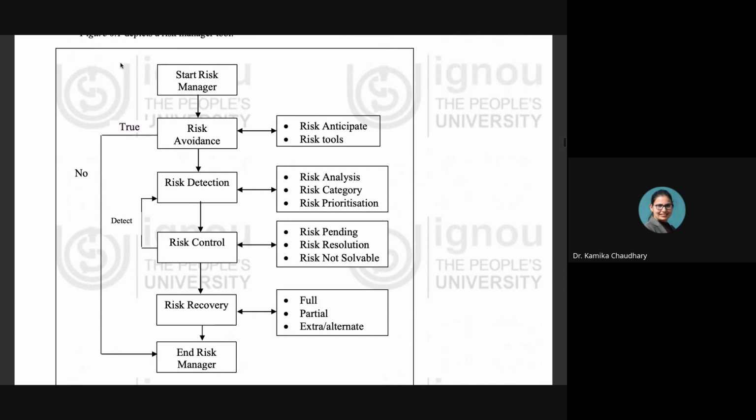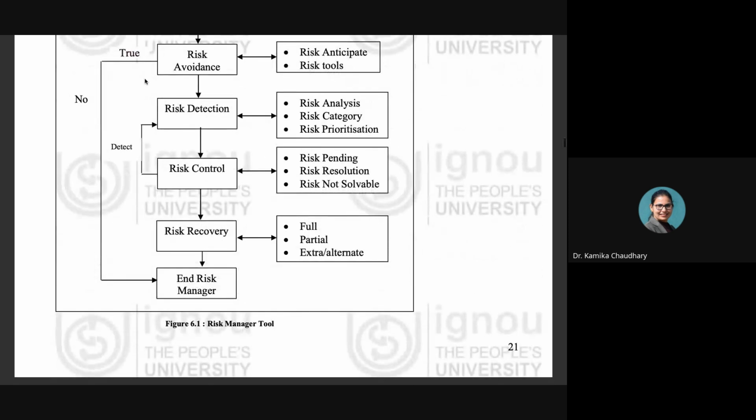Look at this. We have started the risk manager. We try to avoid the risk. In case of a no risk situation, the risk manager is going to be halted, right? We have tried to avoid the risk, there is no risk found, and in that situation, the process ends. Risk avoidance is performed with the help of anticipating the risk and by making use of the risk tools. Now, if risk avoidance is not happening, then it is going to go to the risk detection part.